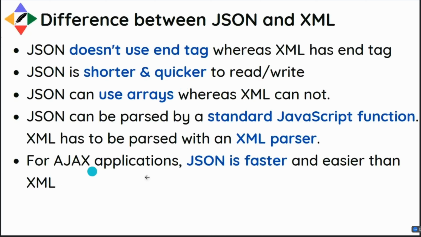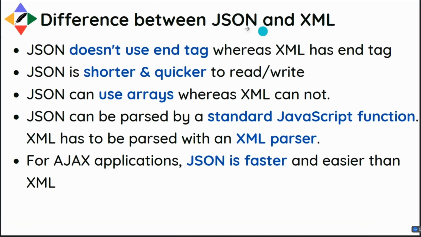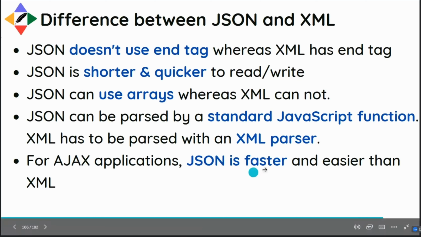For Ajax applications, JSON is faster and easier than XML. JSON and XML are used most in Ajax applications, which is whenever you want to run a function asynchronously. That is when you don't have to reload your web page, just display the content without reloading it and interact with the server data. All that can be made possible behind the scenes through Ajax. In that, if you use the JSON format, it will be faster and easier.